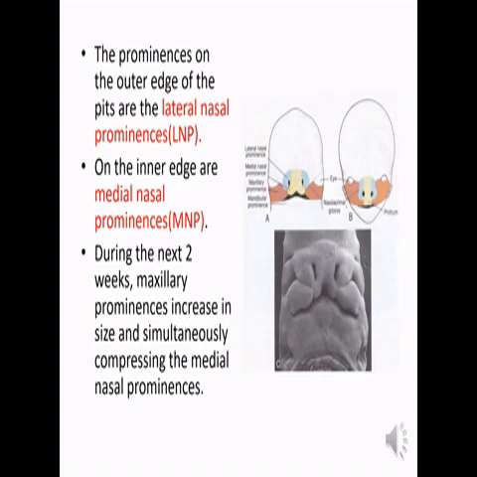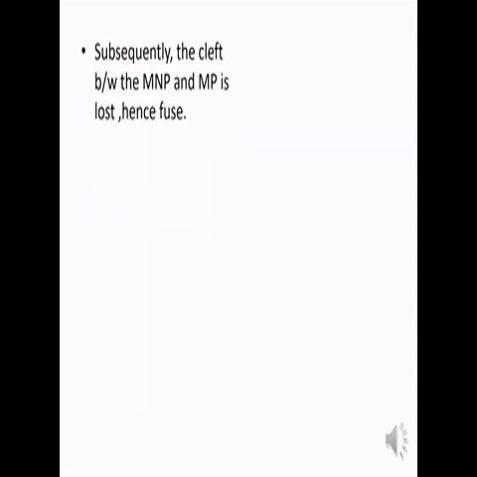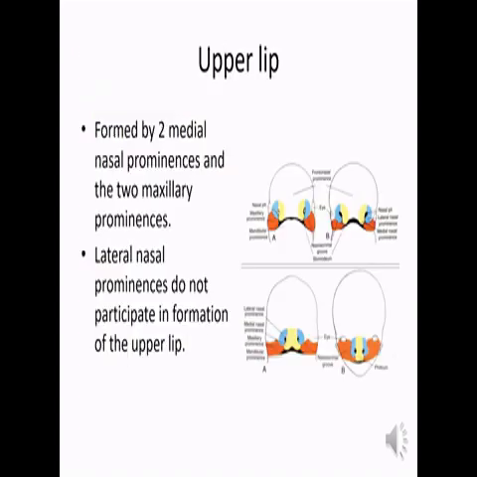They merge together, that is, the medial nasal prominences merge together when the maxillary prominences increase in size and compress the medial nasal prominences. Now, these medial nasal prominences, along with the maxillary prominences, fuse to form the upper lip. Here you can see the center and the lateral parts.